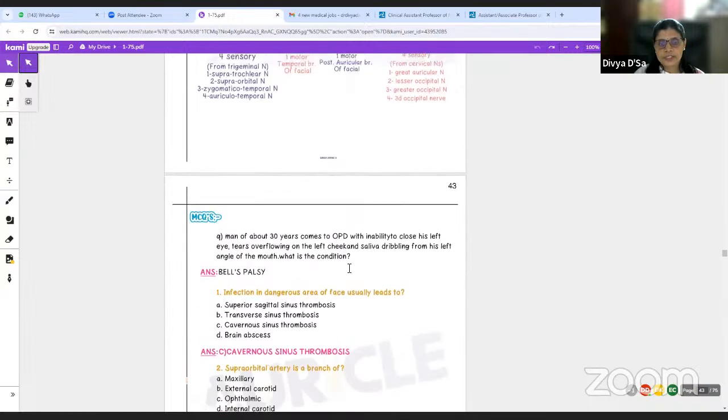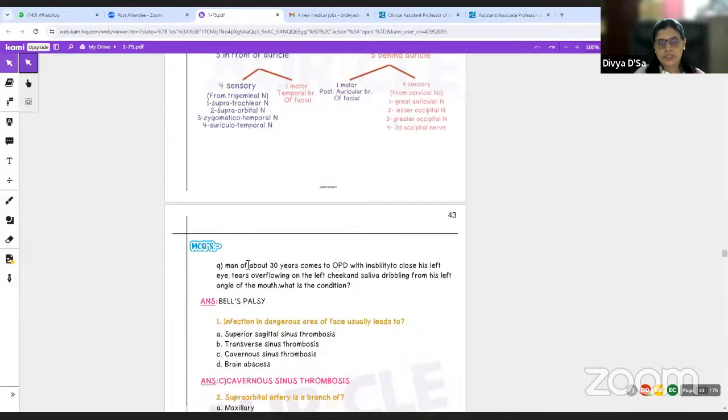Now we will see this one MCQ. A man of about 30 years comes to the OPD with inability to close his left eye, tears overflowing on the left cheek, and saliva dribbling from the left angle of his mouth. What is the condition? Almost the entire half of the face is described. He is not able to close his left eye, so tears are overflowing on the left cheek, and saliva is dribbling from the left angle of the mouth. From the forehead region up to the angle of the mouth, the whole half of the face is affected.